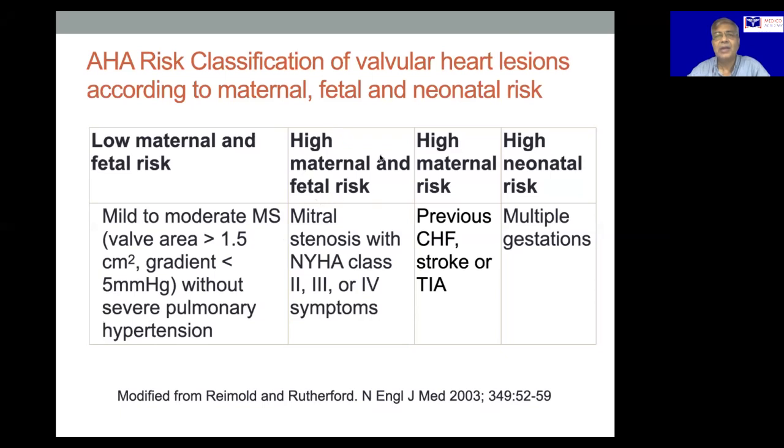The patient has a high maternal and fetal risk in case the mitral stenosis is functional class 2, 3, or 4 as far as functional classification of mitral stenosis is concerned. And the patient has only high maternal risk in case the patient has a history of congestive heart failure, stroke, or TIA, while only neonatal risk is high in case the patient has multiple gestations.